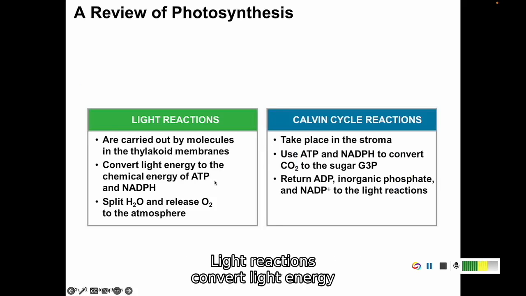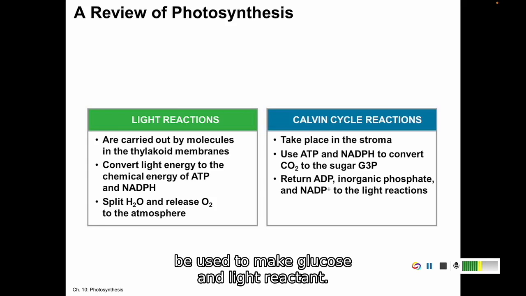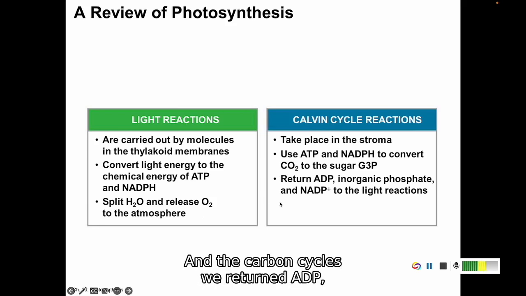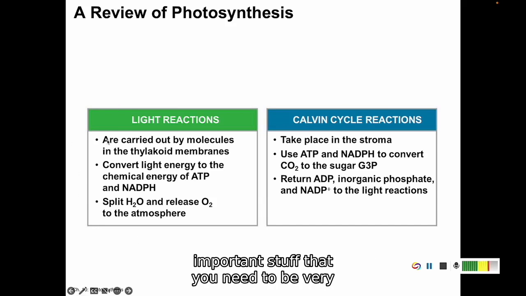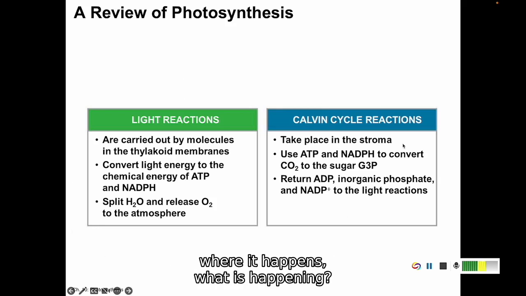Light reactions convert light energy from the sun into chemical energy, ATP and NADPH. And the Calvin cycle takes that ATP and NADPH and uses it to convert CO2 to G3P. G3P is a basic sugar building block that is going to be used to make glucose. In the light reactions, we split water and release oxygen to the atmosphere. In the Calvin cycle, we return ADP, inorganic phosphate, and NADP plus to the light reactions. So that's all important stuff that you need to be very comfortable being able to tell me: what each of those is, where it happens, and what is happening.